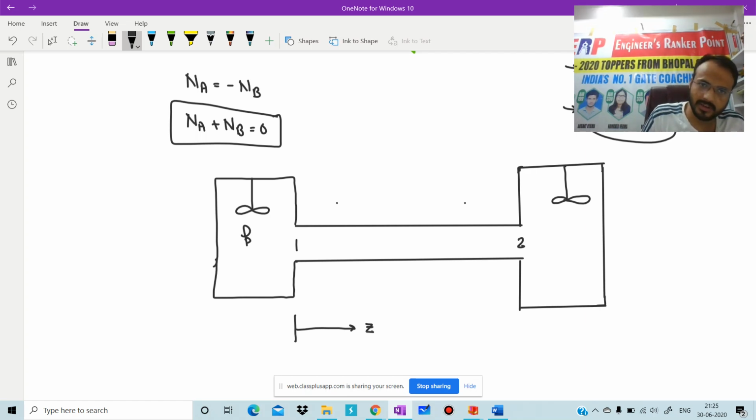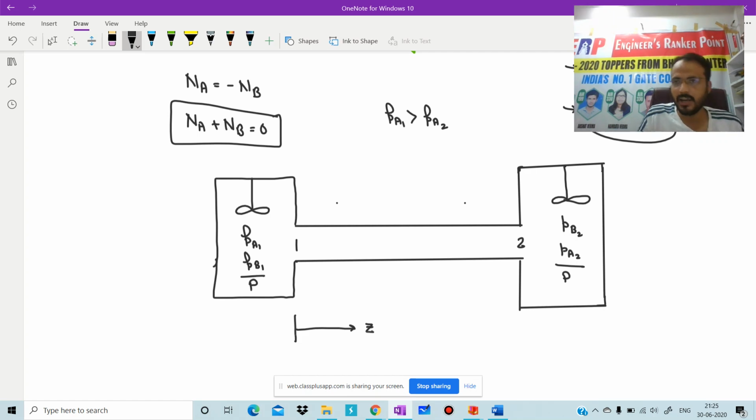Here is PA1. I have already told you PA1 plus PB1 is equal to PB2 plus PA2, that again is P. If PA1 is greater than PA2, then always from higher to lower, A will diffuse in this direction. I hope there should be no doubt.